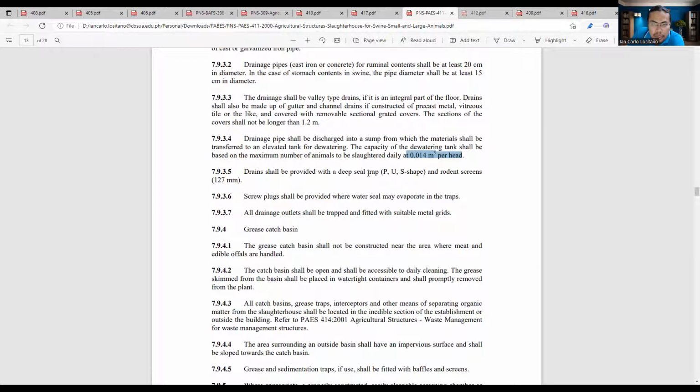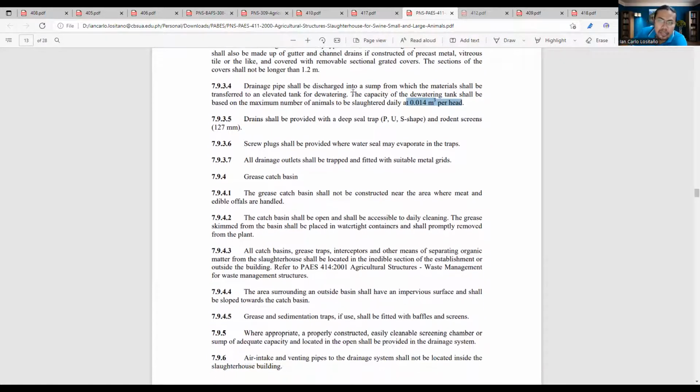A drain shall be provided with a deep seal trap and rodent screens, right, to avoid pests inside the facility. Screw plugs shall be provided where water seal may evaporate in the traps. All drainage outlets shall be trapped and fitted with suitable metal grids. Grease catch basin. The grease catch basin shall be constructed near the area where meat and edible offals are handled.